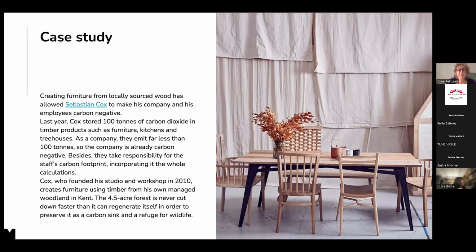And what's interesting is that they also take responsibility for the staff's carbon footprint. So they calculate the individual carbon footprint of each of their staff, not just when they are in the workplace, but in their life. And they include that in the overall carbon footprint of the business, in the whole calculation. So this is an interesting and holistic approach towards furniture manufacturing from a carbon neutrality perspective.